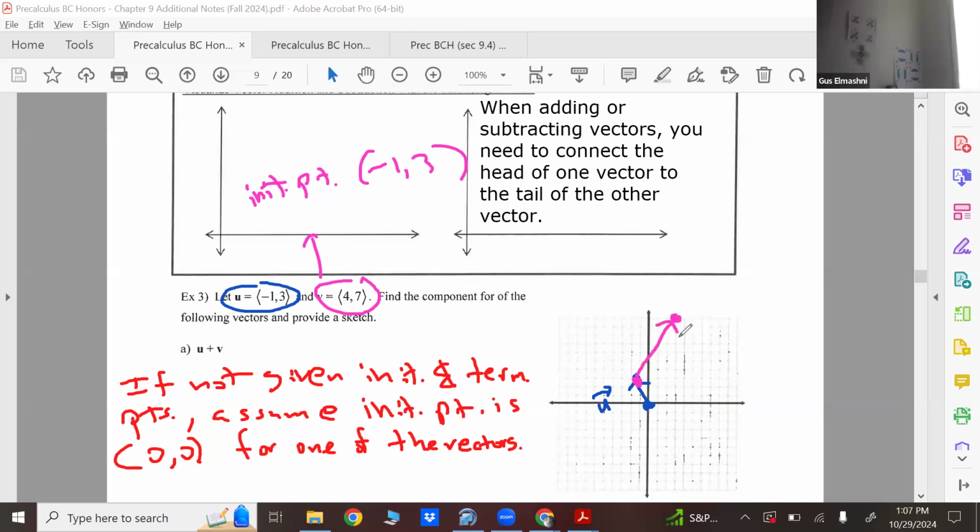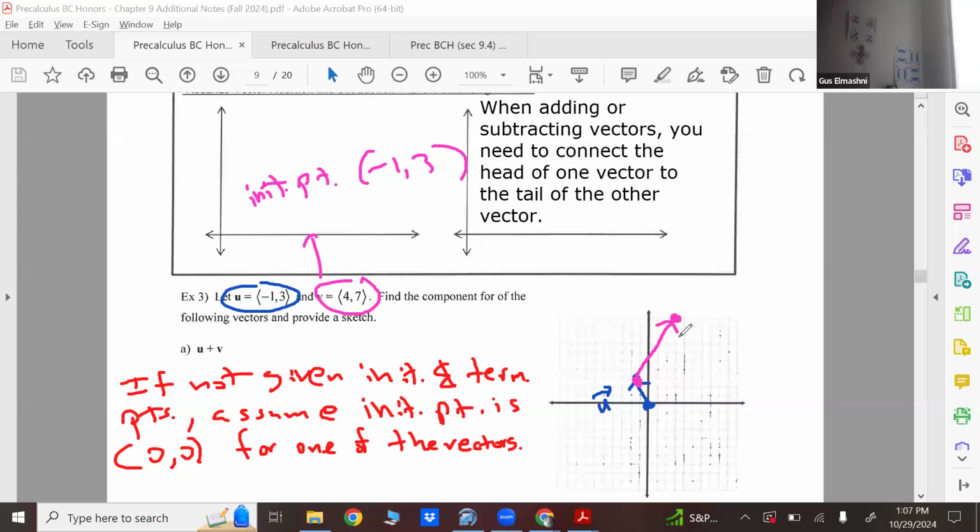Because I have to connect from head to tail. Head of one vector, head of u to tail of v. So I'm putting the tail of v at the head of u. Where's the head of u? At negative 1 comma 3, because that's what that says. Exactly. So now that's going to be the tail of 4 comma 7.